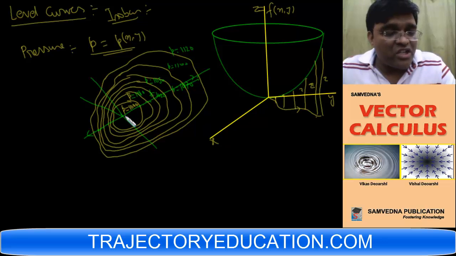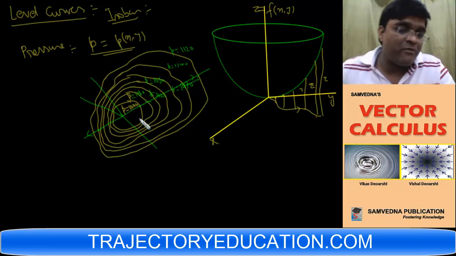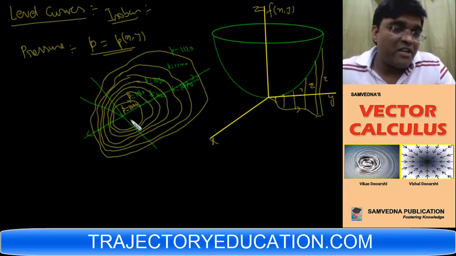So these curves give you a good idea about in which direction pressure varies more and in which direction pressure varies less. So I can say that the directional derivative of the pressure in this direction is very small, and the directional derivative of the pressure as a function is very high in this direction.